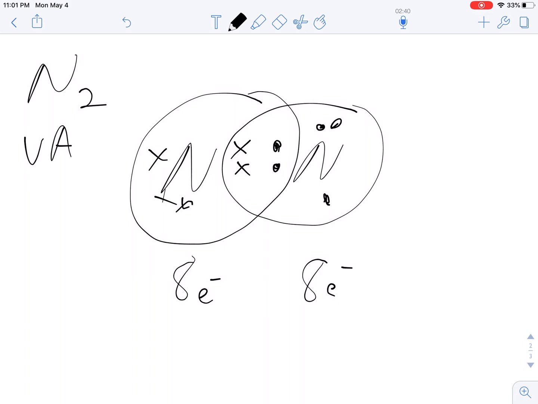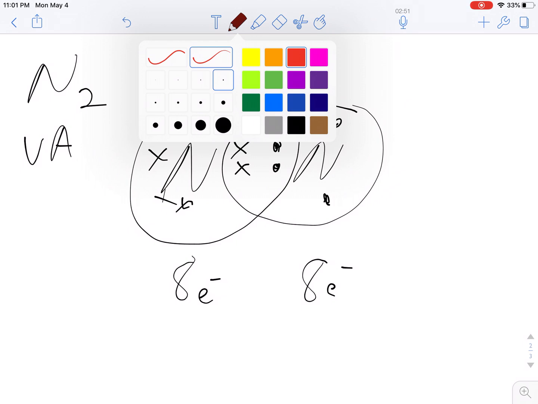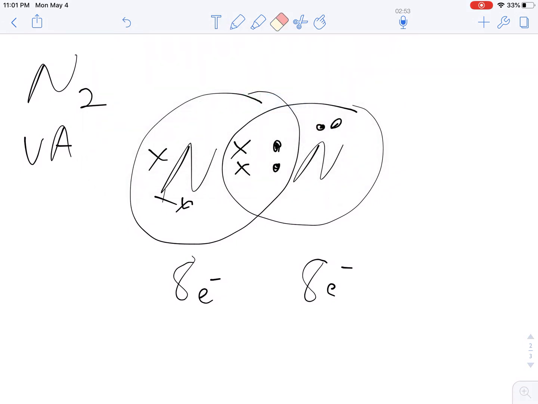And one way that you know you're doing Lewis dot structures right is that you should never have an electron by itself when you're done. They're always paired up. So I could take this electron, move him there, and take this electron and move it here. And so then they each have 8.